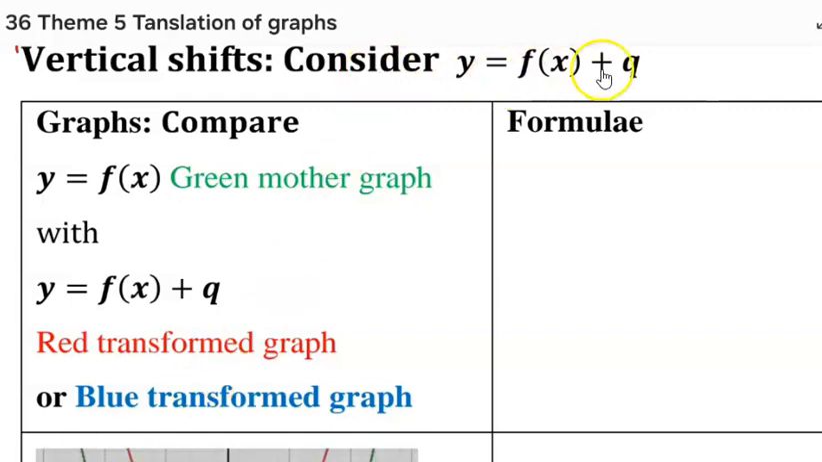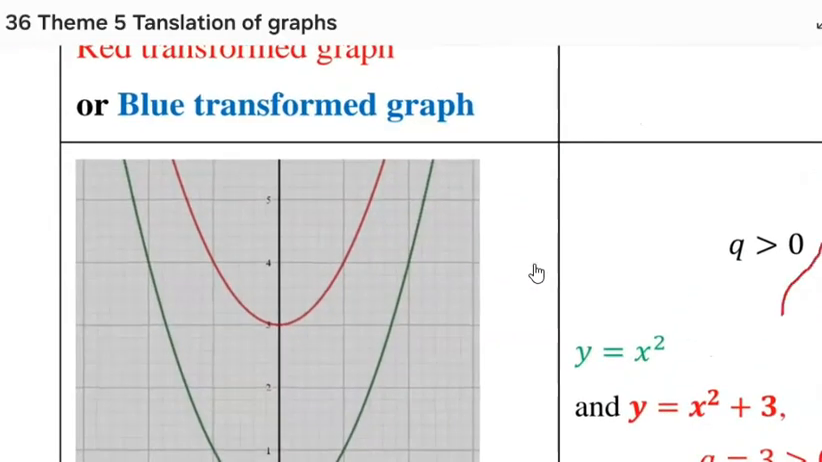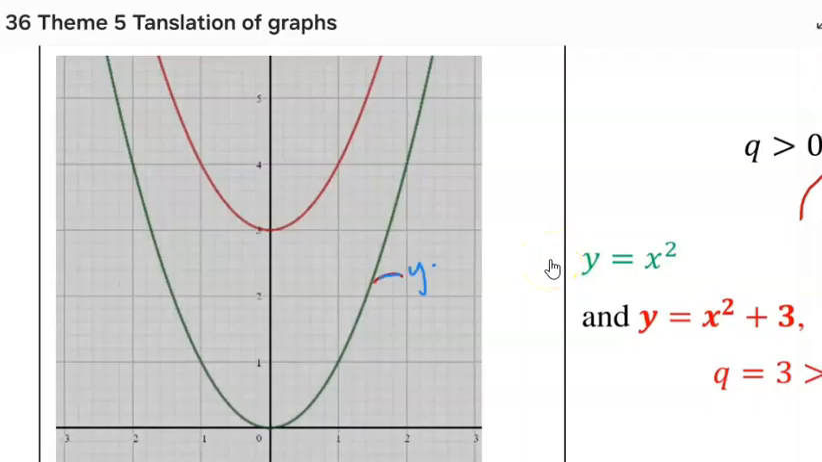Let us look at vertical shifts again. Here we have a function and we add a number. So we're changing the y value. If I look at the first example here, this is my graph y equal to x squared, my mother graph. And in this case, my red graph is the graph y equal to x squared plus 3.